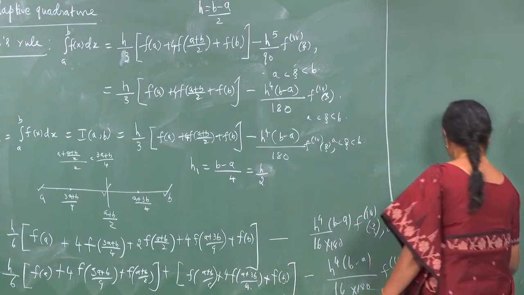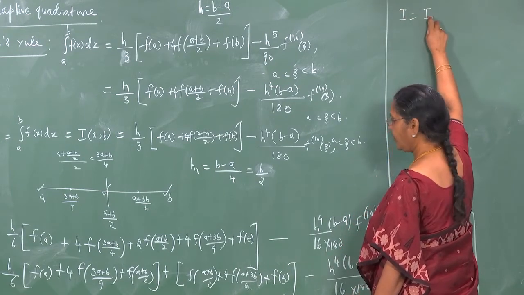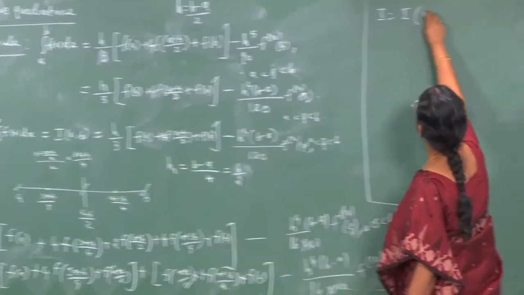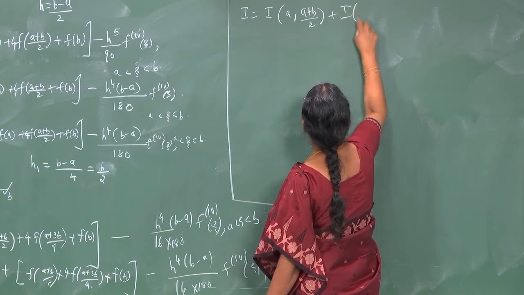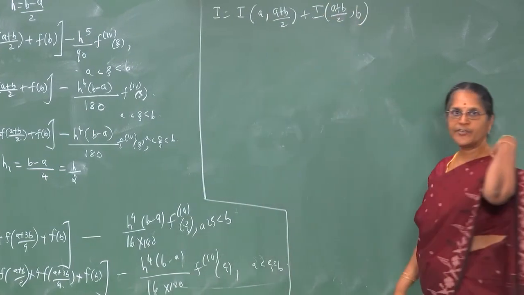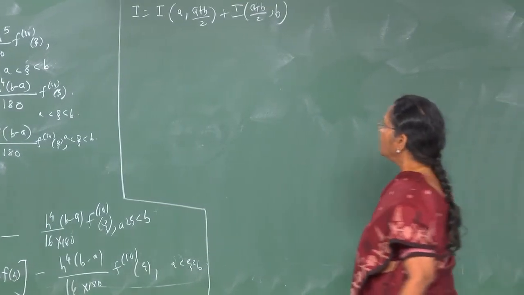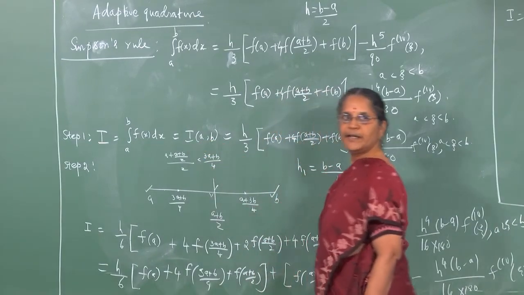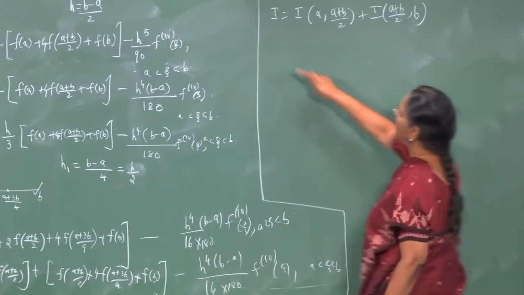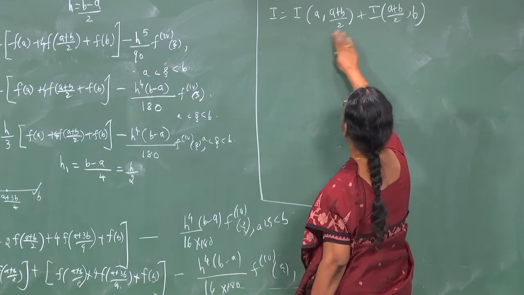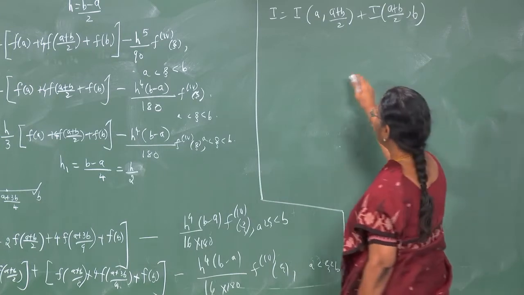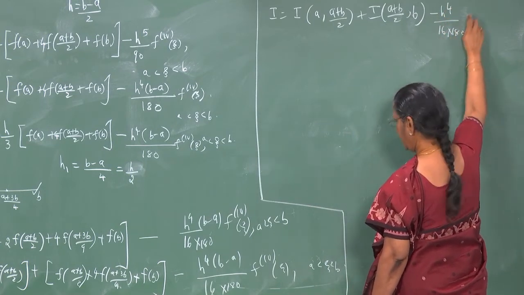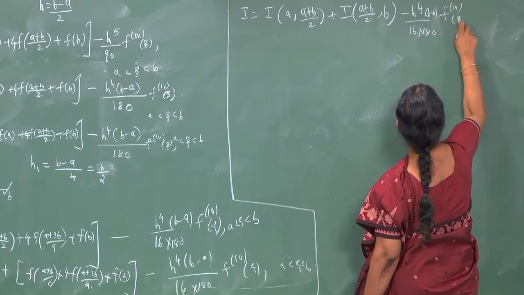So, I write this as I is therefore I of, what have I done? I have applied Simpson's rule in a to (a plus b) by 2, so I shall call this I of a, (a plus b) by 2, and the next term corresponds to I of (a plus b) by 2 comma b. So, I have applied Simpson's rule in that subinterval. Earlier I was written as I of a b, where you had applied Simpson's rule in that interval a b by dividing it into 2 equal subintervals. Now, the same I is expressed as I of a, (a plus b) by 2 plus I of (a plus b) by 2 comma b. And the error incurred is minus h power 4 by 16 into 180 into (b minus a) into the fourth derivative at psi.